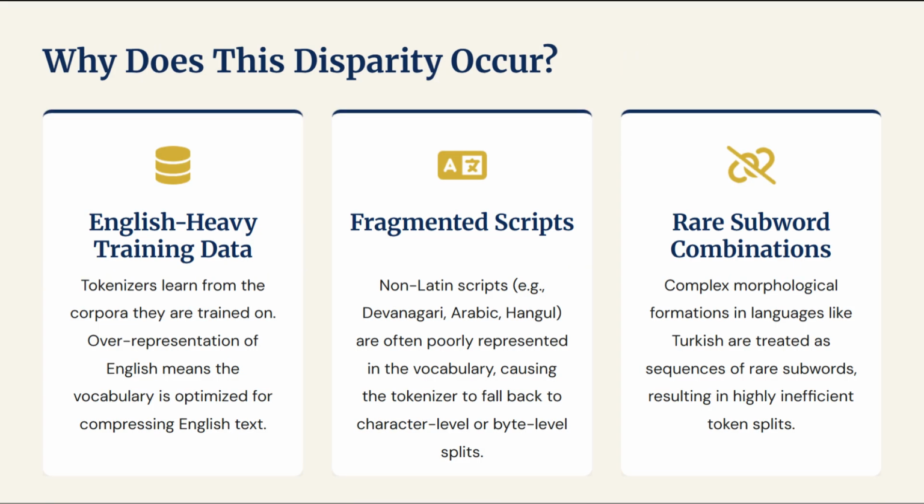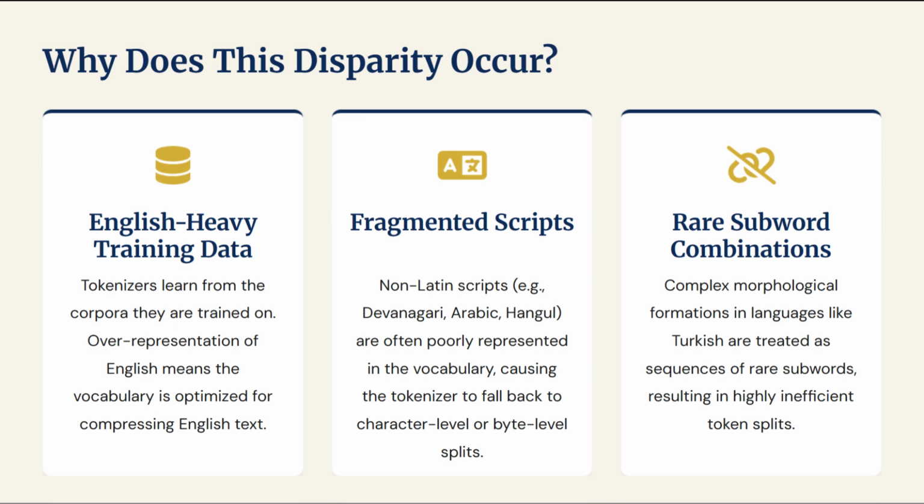There are three root causes for this disparity. First, English heavy training data. Tokenizers learn from the corpora they are trained on, and English is massively overrepresented. So the vocabulary is optimized to compress English text efficiently. Common English words and phrases get single tokens, while equivalent structures in other languages don't.